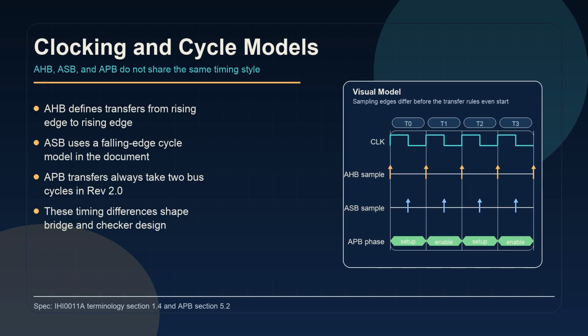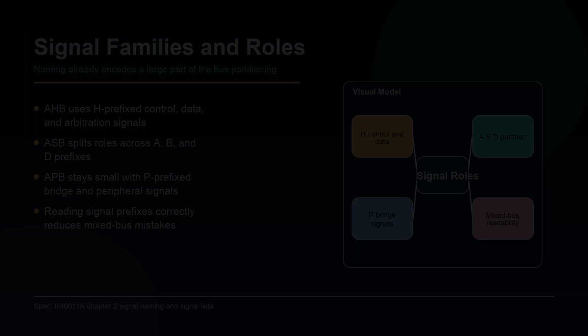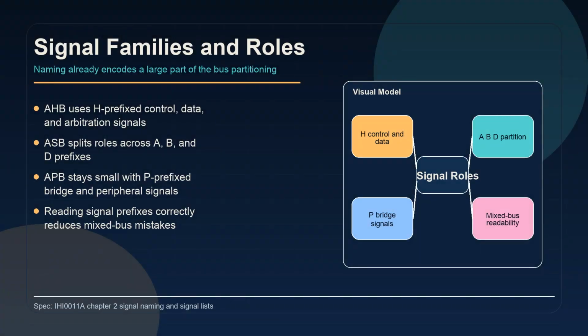The first implementation guardrail is timing style. AHB timing is defined from rising edge to rising edge. ASB timing is defined from falling edge to falling edge. APB transfers always require 2 bus cycles in this revision. That difference matters immediately when you design bridges, assertions, and waveform checks. Chapter 2 is not optional for implementers.